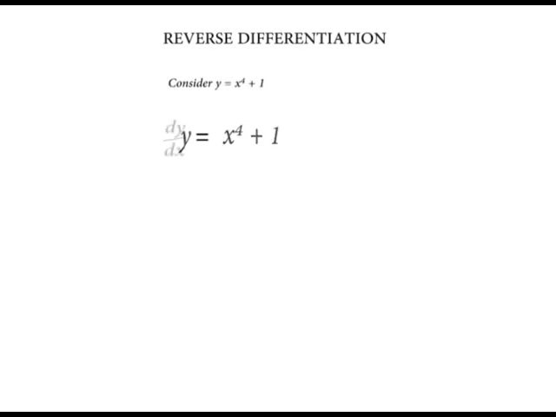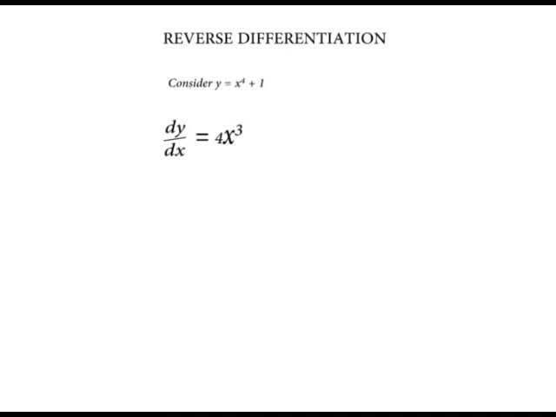In differentiation, dy over dx will be equal to, we multiply x by its power so that we have 4x. And then we subtract 1 from the power. 4 minus 1 will be equal to 3. If we differentiate a constant, we get 0. And so dy over dx will be equal to 4x cubed.